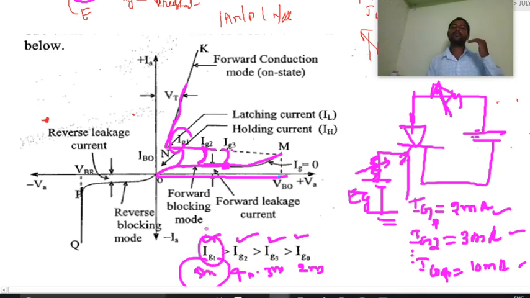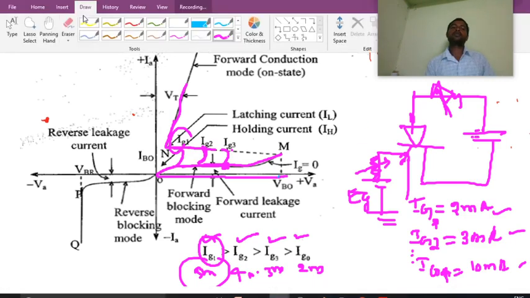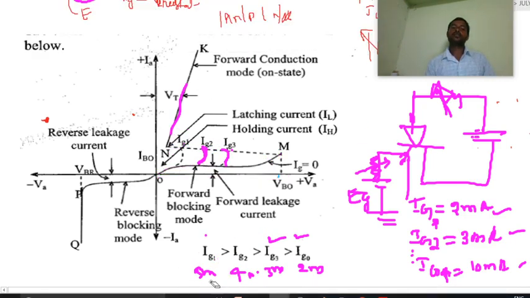So if you give more gate current to the SCR, it will turn on very quickly. That is based on our requirement. If you want to turn on the SCR very quickly, you should apply more voltage across the SCR.